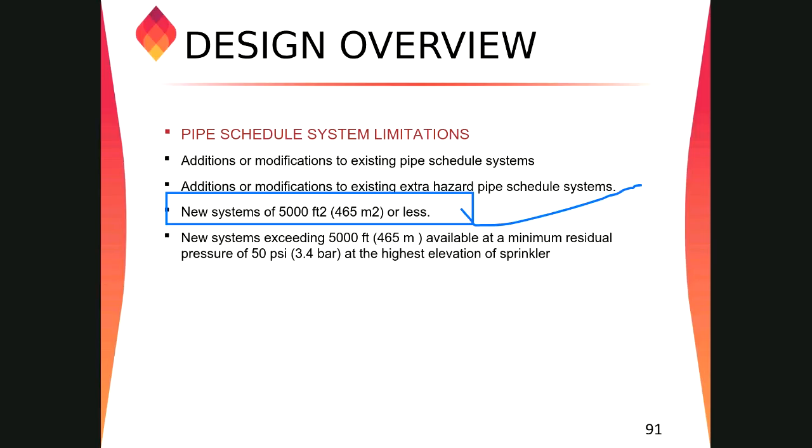Again, we have some clause that if your area goes more than 5,000 square feet, and if you still want to protect that building with a pipe schedule system, keep in mind that the minimum residual pressure should be 50 psi. 50 psi for this pipe schedule system. So what is the residual pressure?